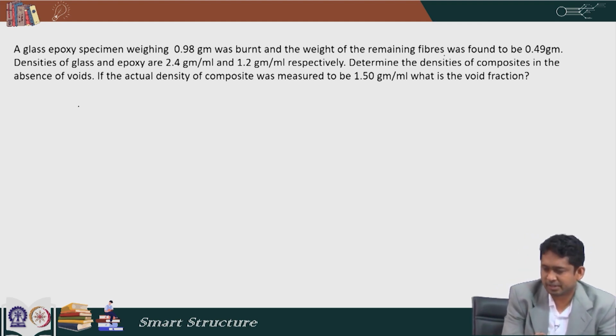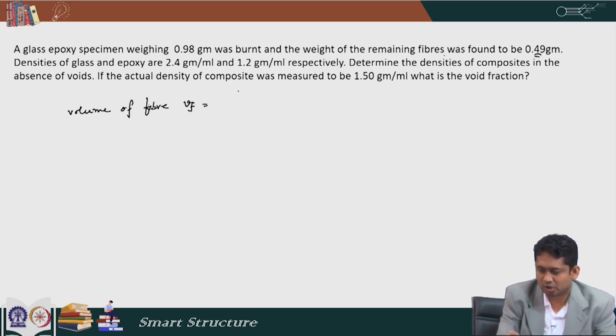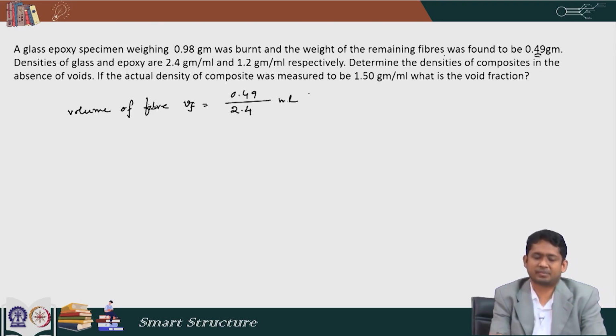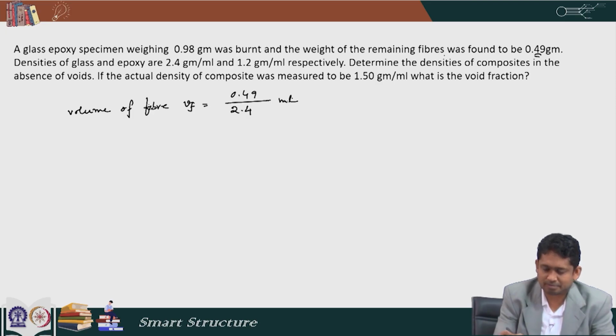Now, here we are given the weight of the fiber. So, if I divide the weight of the fiber by the density, we will get the volume of the fiber, which we can denote as small v f. So, volume of the fiber is 0.49 divided by 2.4, and that is in milliliter, and that would give us the volume of the fiber.